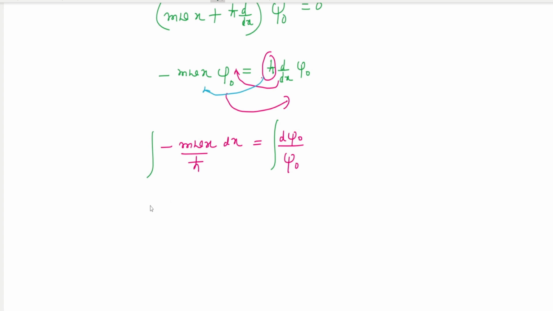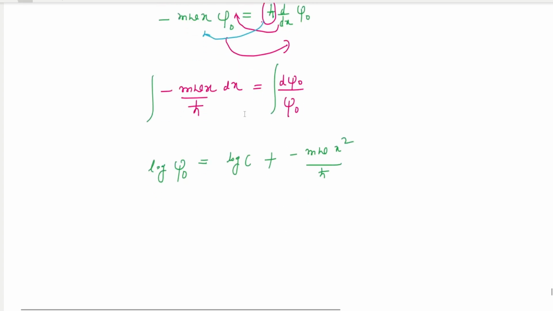log psi naught equals log c, some constant, plus minus m omega x square divided by h cross. Therefore, I'm going to write this constant term like this. So from this equation, psi naught is exponential. Then I can write this as n naught e power minus m omega x square divided by h cross.